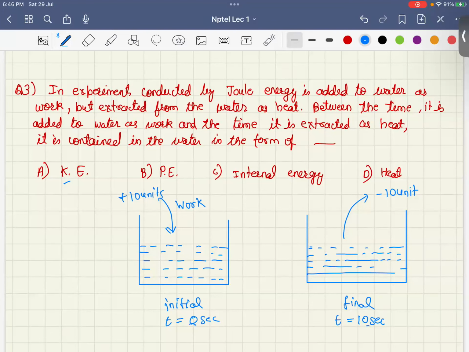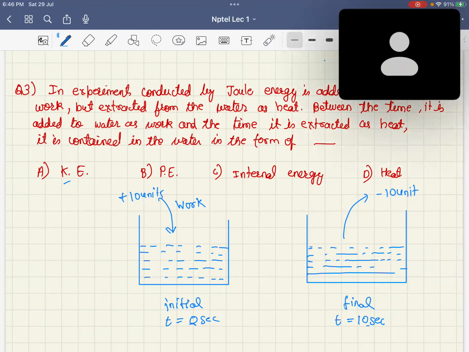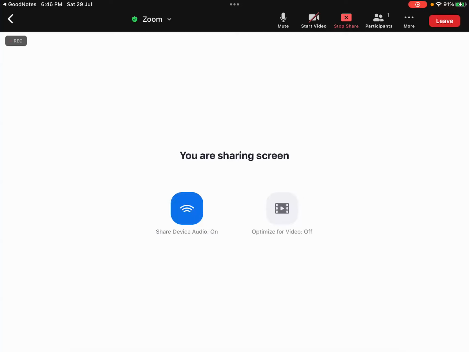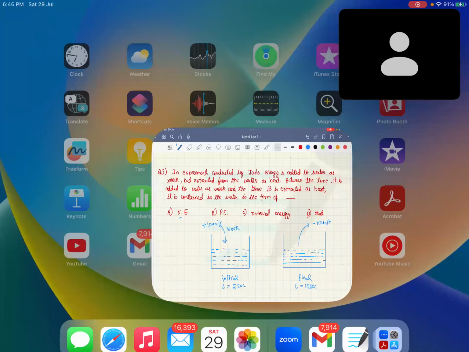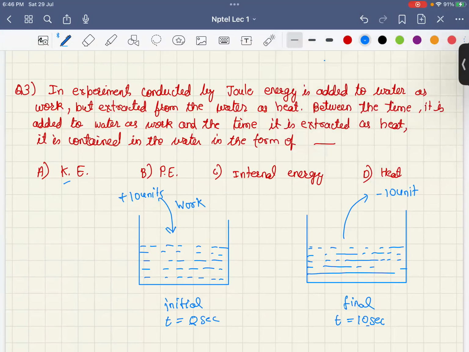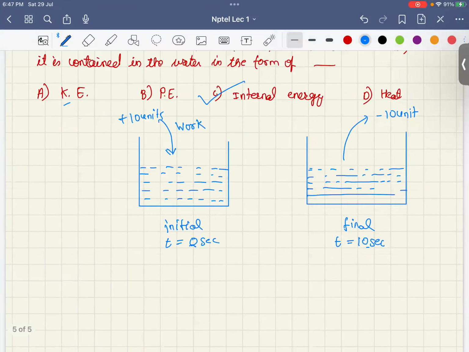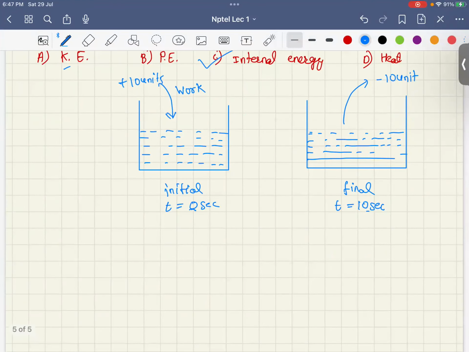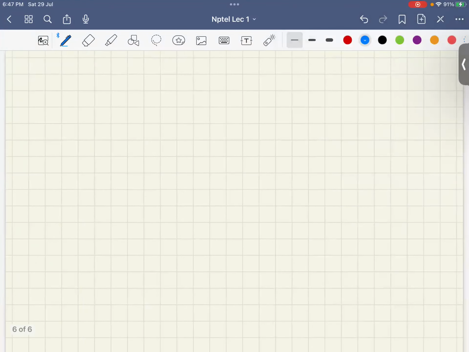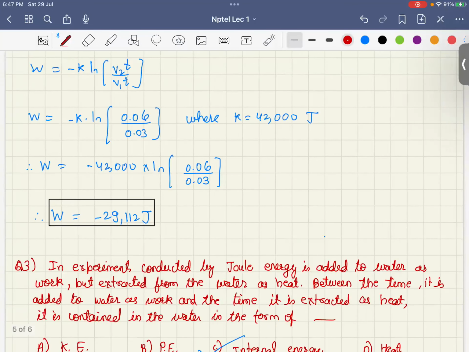Anybody has any answer? Nobody has any answer. The correct answer is option C, right? It's going to remain in the form of internal energy. Okay. So the next question, number 4.